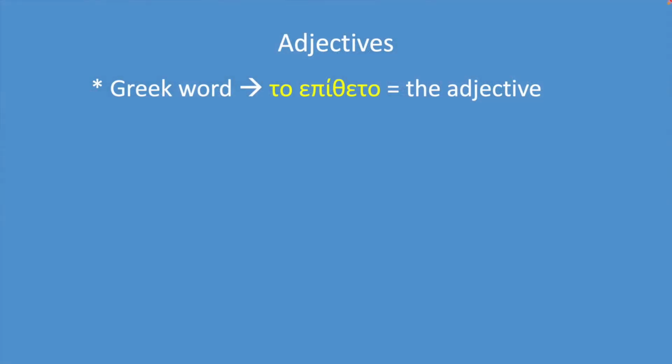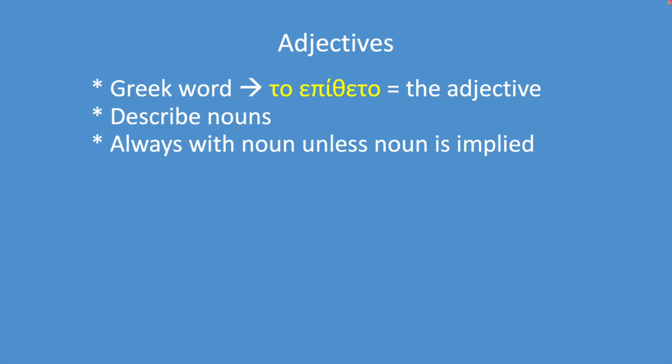The comparison of adjectives will be covered in a separate video. Πάμε! The Greek word for adjective is το επίθετο. An adjective is a word that describes a noun. It gives information about the noun, some characteristic of the noun. It always goes together with a noun unless the noun is implied.